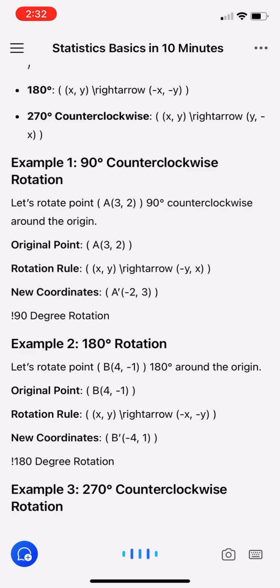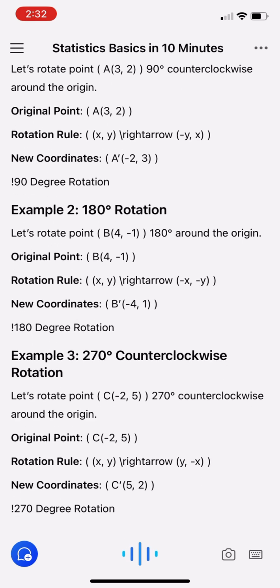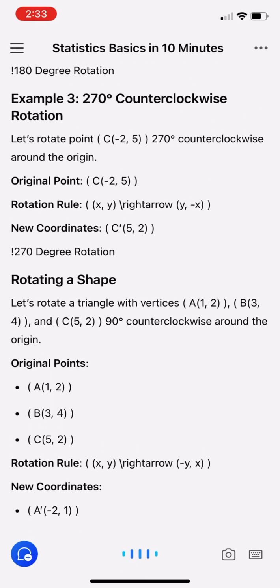Example 2, 180 degrees rotation. Let's rotate point B (4, -1) 180 degrees around the origin. Original point B (4, -1). Rotation rule (x, y) → (-x, -y). New coordinates B (-4, 1).